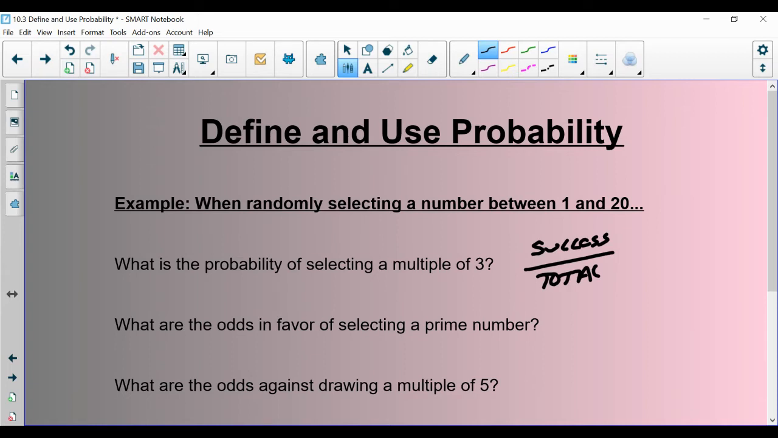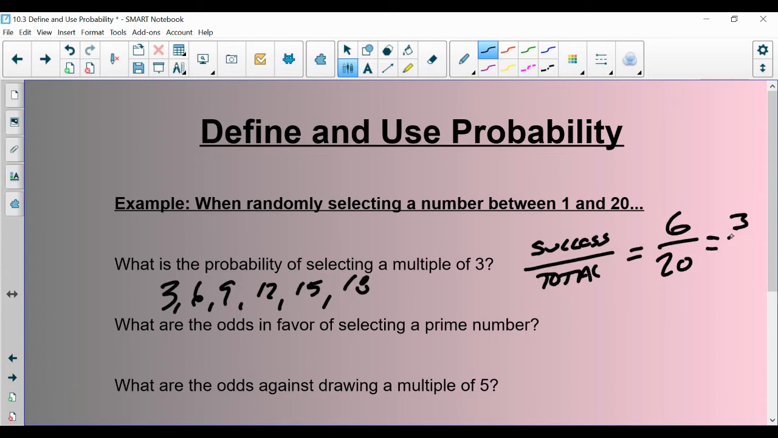There's 20 numbers between 1 and 20, so I know my denominator is going to be 20. I just have to figure out how many numbers are multiples of 3. So we would have 3, 6, 9, 12, 15, and 18. So there are 1, 2, 3, 4, 5, 6 ways to succeed. If you leave your fractions unreduced, or your ratios unreduced if we're talking about odds, you are going to get partial credit. These need to be reduced and reduced properly. So 6 out of 20 would reduce to 3 out of 10, and that would be our probability of selecting a multiple of 3.